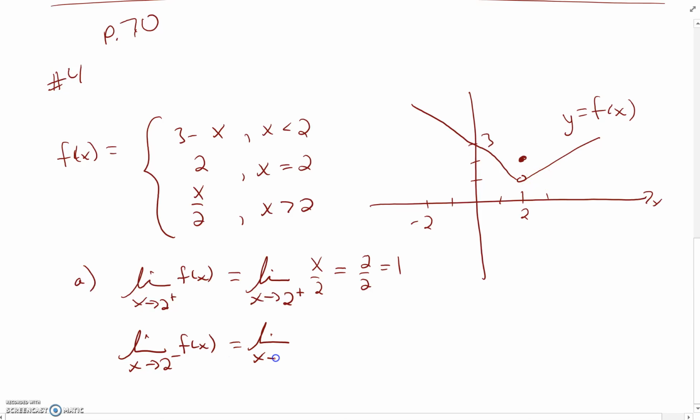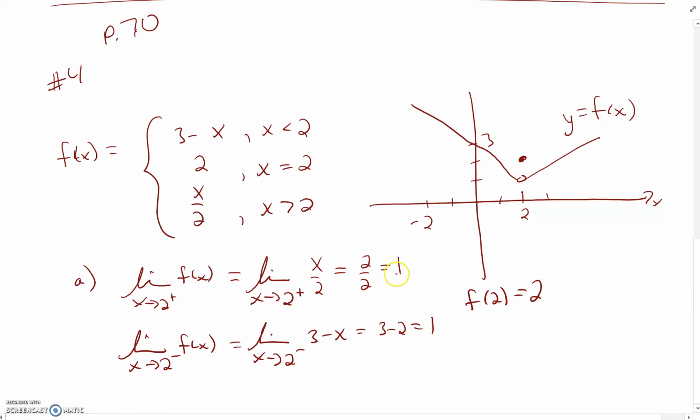Let's do the second one. 2 from the left. From the left means smaller than 2. Which ones are smaller than 2? The top one, 3 minus x. Plug in 2. 3 minus 2, you get 1. So we got 1 for different reasons, but it's the same answer. Then the question is, what's f of 2? Well, right at 2, it goes up to 2.